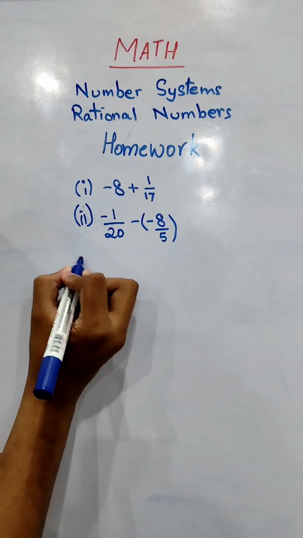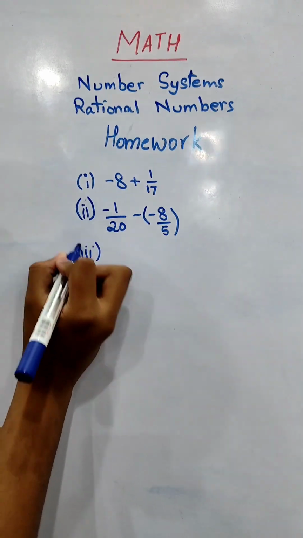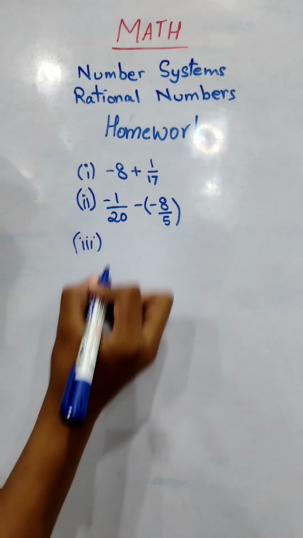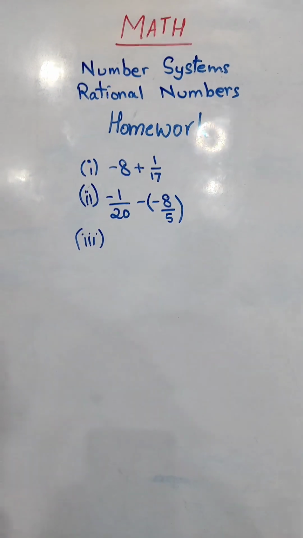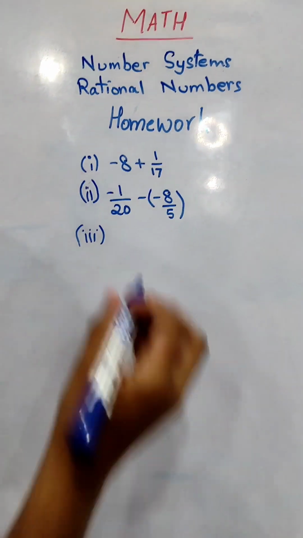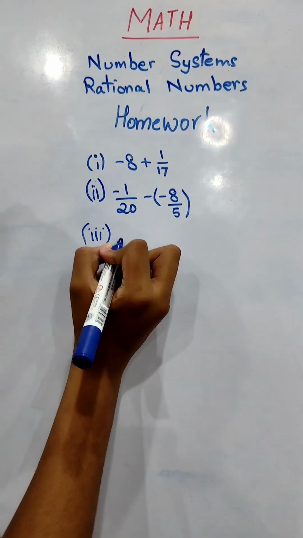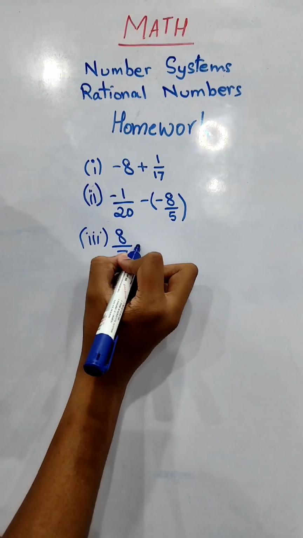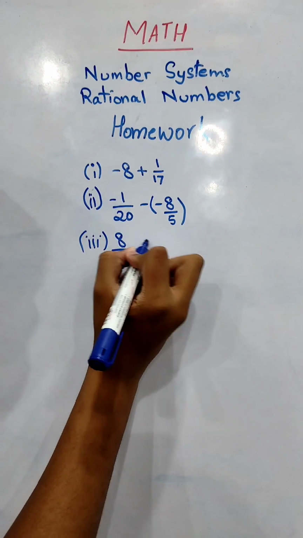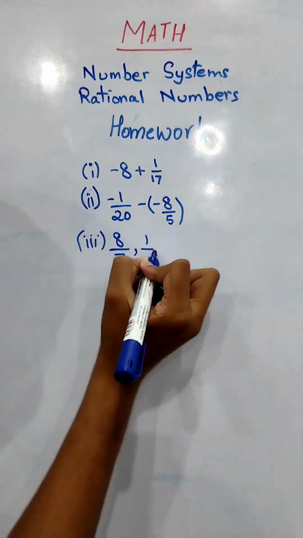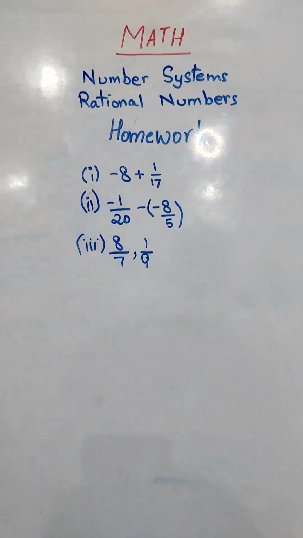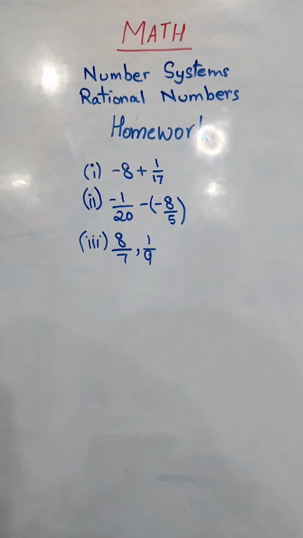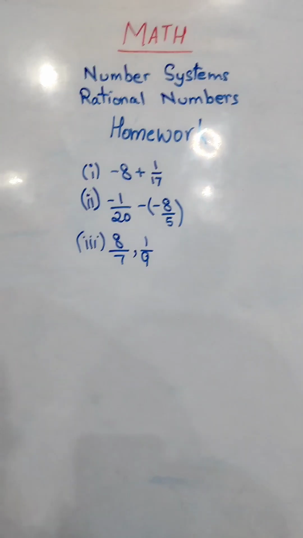And for the multiplicative inverse, your homework will be to reciprocalize two numbers. The first will be 8 by 7 and the second will be 1 by 9. These are all very simple. You can go ahead and try it on your own. Some multiplication will be required, and comment the answers down below.